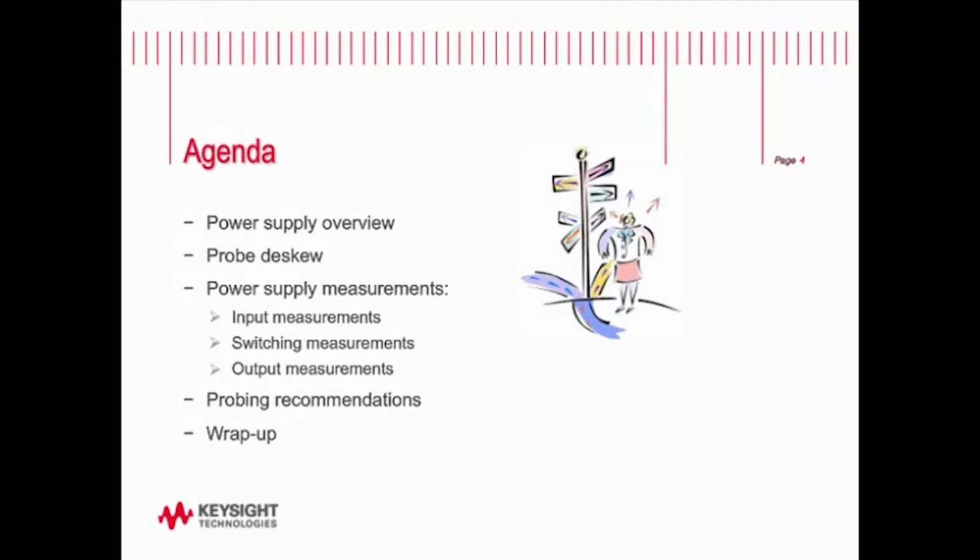So the agenda, first of all, we'll give a quick overview of a switch mode power supply, talk about probe deskew, which is very important if you want accurate measurements, and then we'll get into three different categories: input measurements, switching measurements, and output measurements. Now, many people are not interested in completely characterizing from A to Z, from input to output. Sometimes they're zeroed in on the input side. Some folks are zeroed in on the output side. We're going to talk about all the measurements. We're going to wrap it up with some probing recommendations. So let's go ahead and get started here.